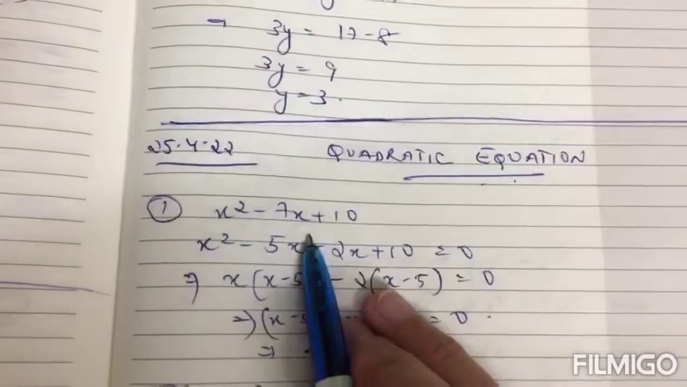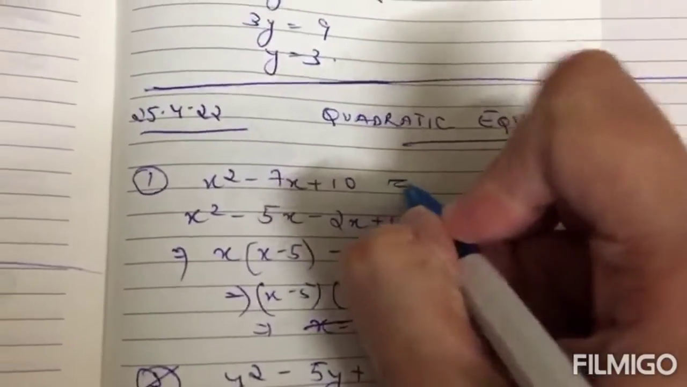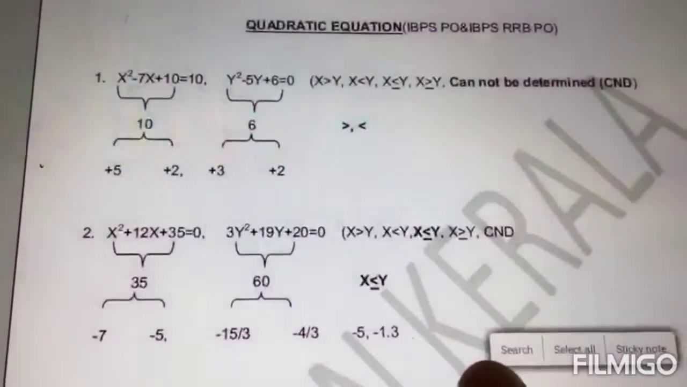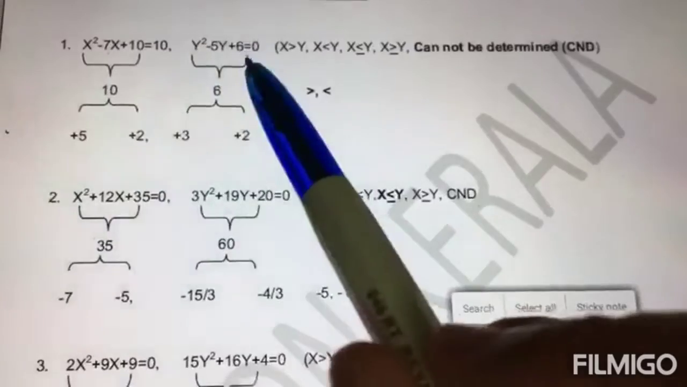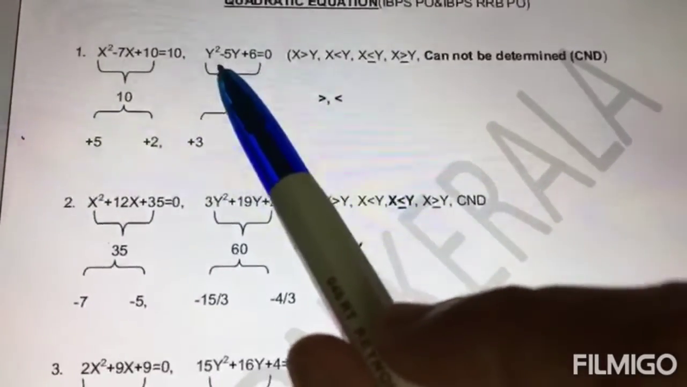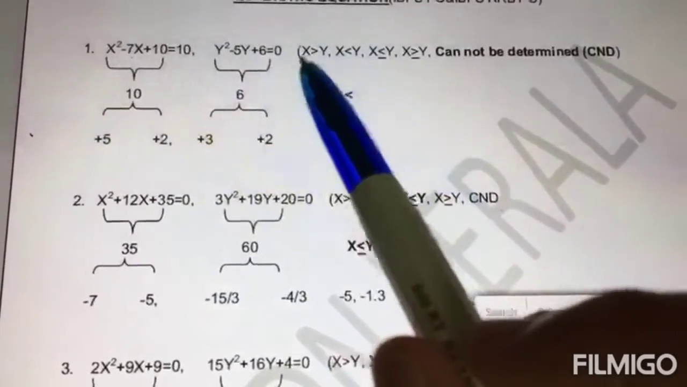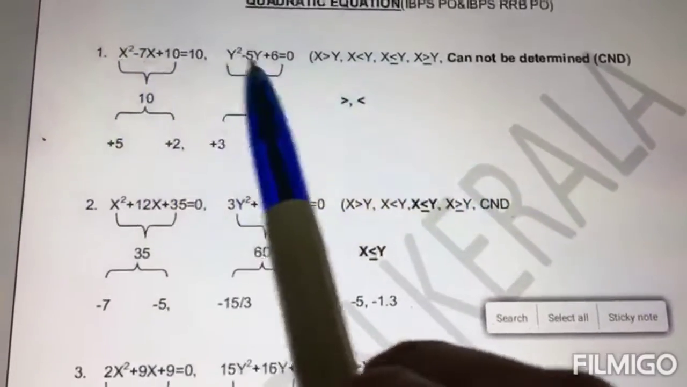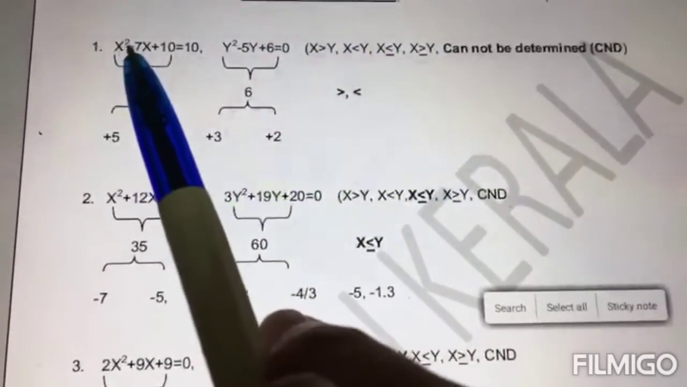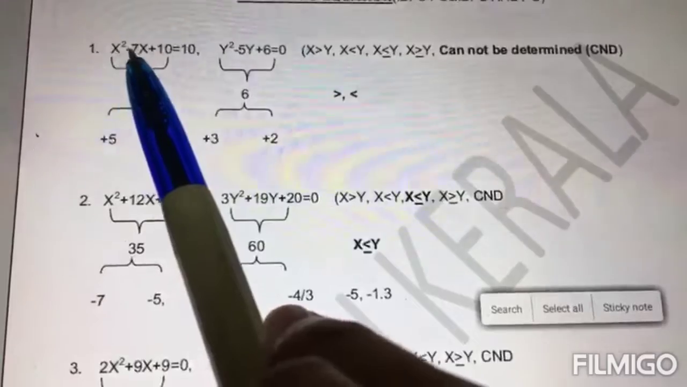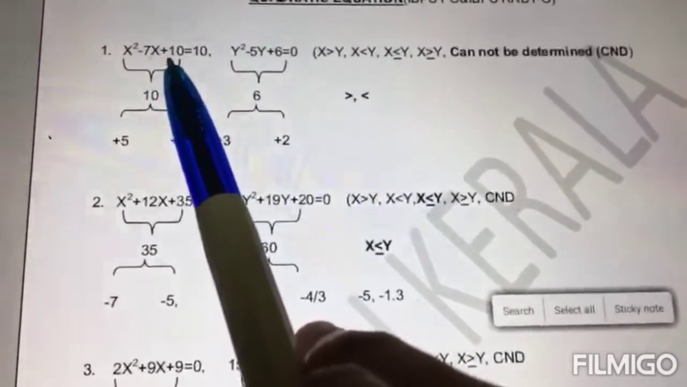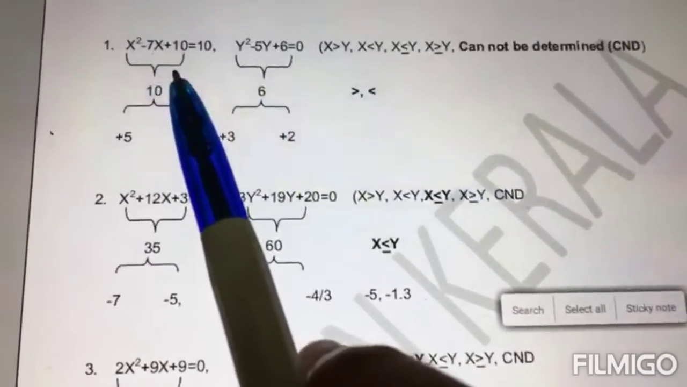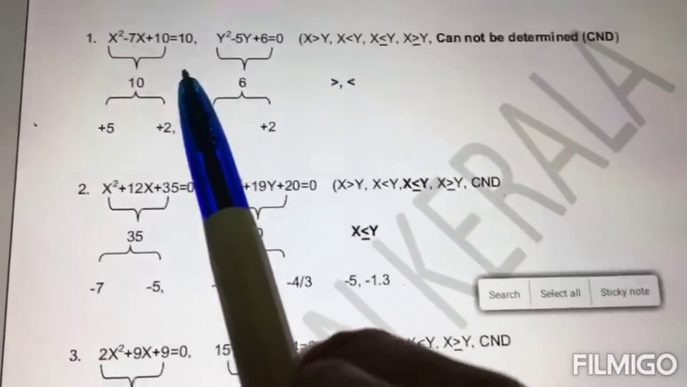x square minus 7x plus 10 is equal to 0. We should always put it as equal to 0; it's actually 0. And the second equation is y square minus 5y plus 6 is equal to 0. So these are quadratic equations. Why? Because the highest power of the variable here is 2. And we know that these kinds of equations are called quadratic equations. If the power was 1, the equation would be called a linear equation, as we studied last time.